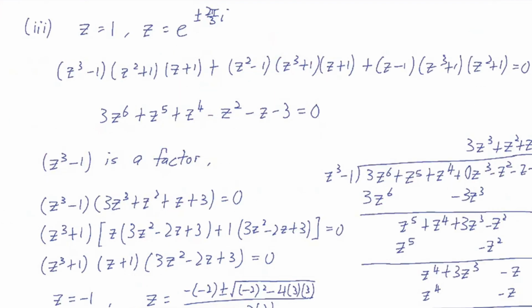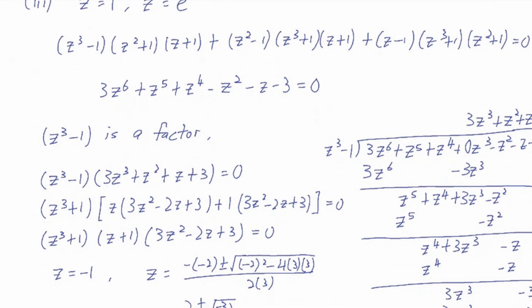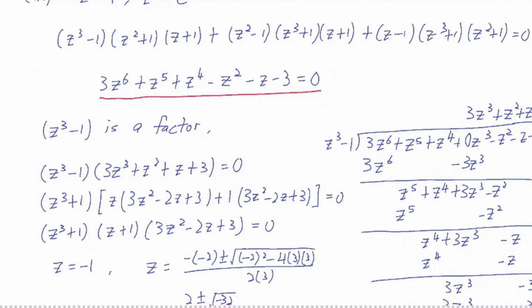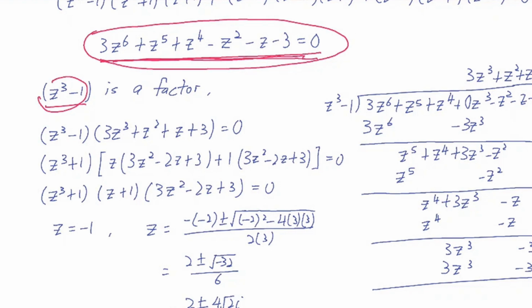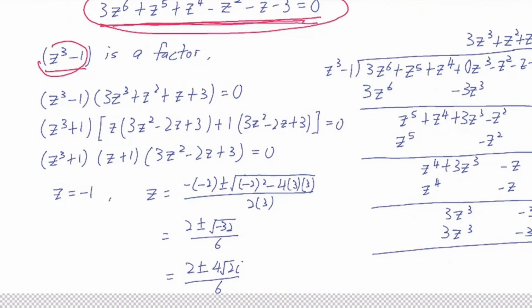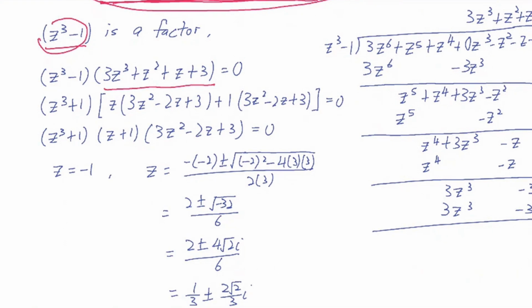So what we do here is we expand everything. And here, because z cubed minus 1 is a factor, because cube roots of unity are roots of this, it means that z cubed minus 1 must be a factor of this equation here. Again, cube root of unity is a root of this equation. So we can actually do the long division from there. It actually gives us quite a nice thing here.